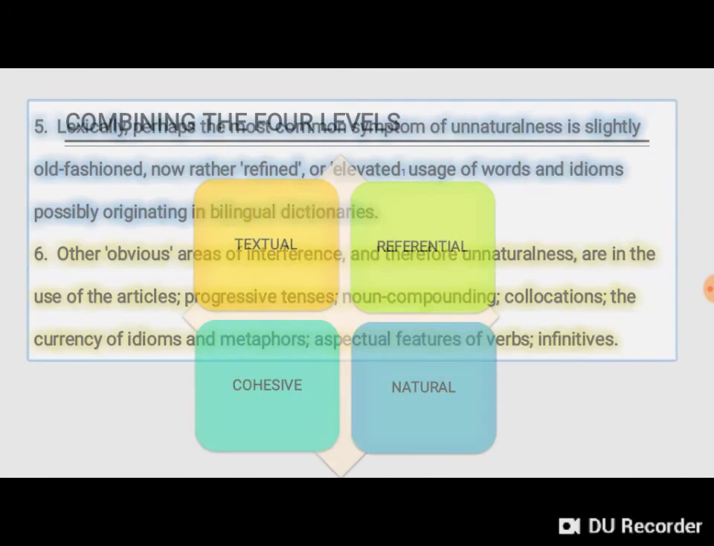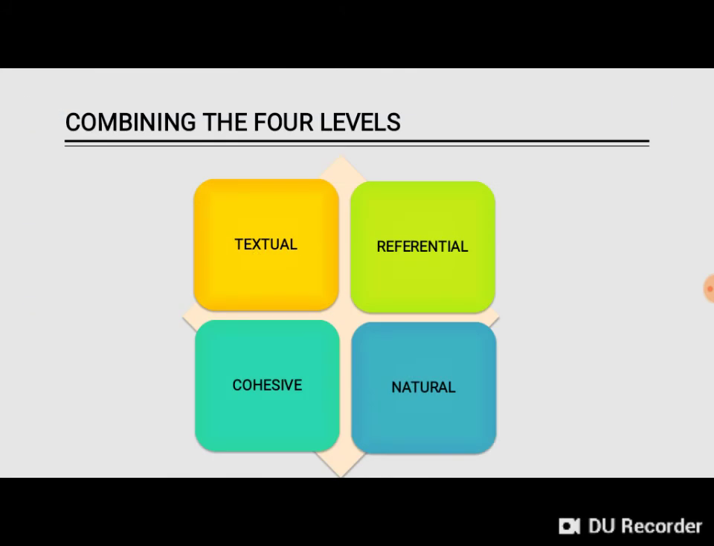I'm going to talk also about combining the four levels. We have to combine the four levels: textual level, referential, cohesive, and natural. This is a step toward accuracy as well as naturalness, and in the case of combining the four levels, we have to take account of pragmatics between the sentence and the words in order to make a good translation.